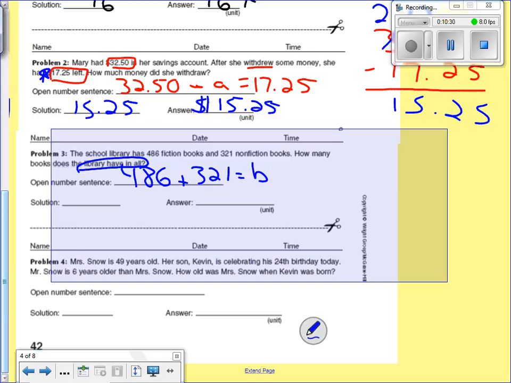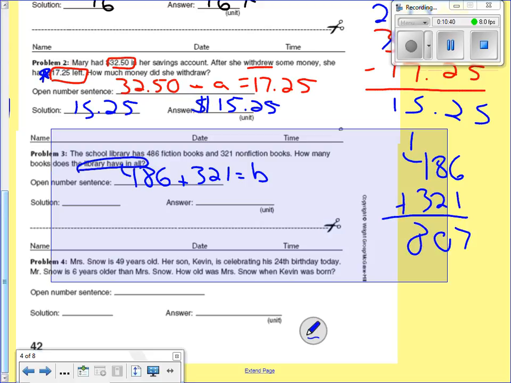But on the side of our paper, we're going to go ahead and work it out. 486 plus 321. Add it up, we got a 7, 10, 8. 807. Solution is 807. Solution just means number, right? My answer is 807 books.